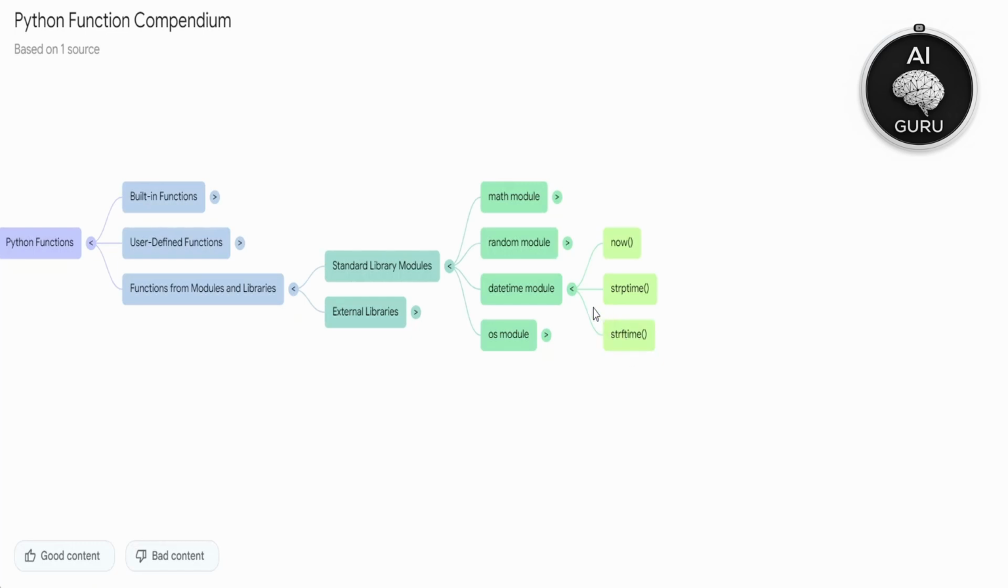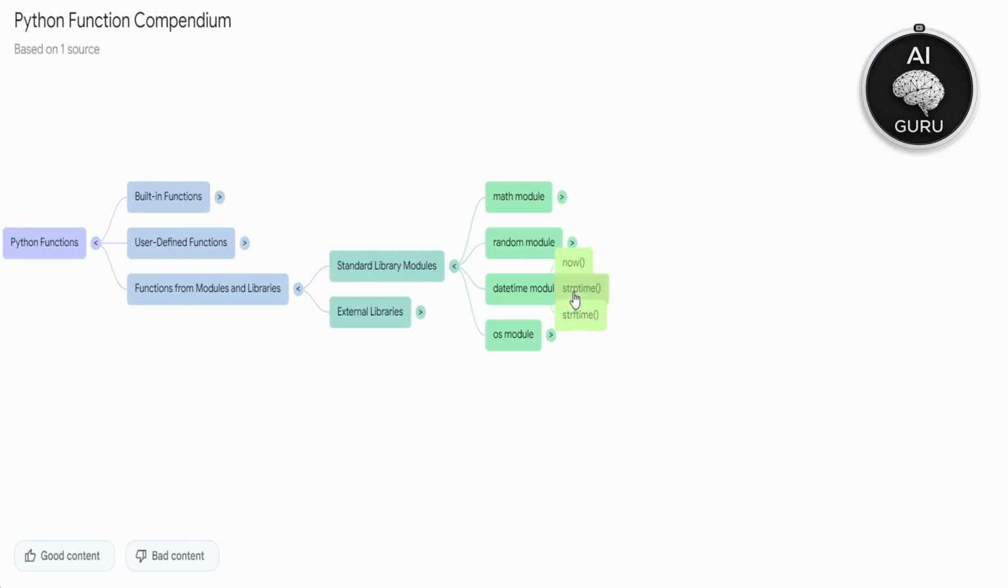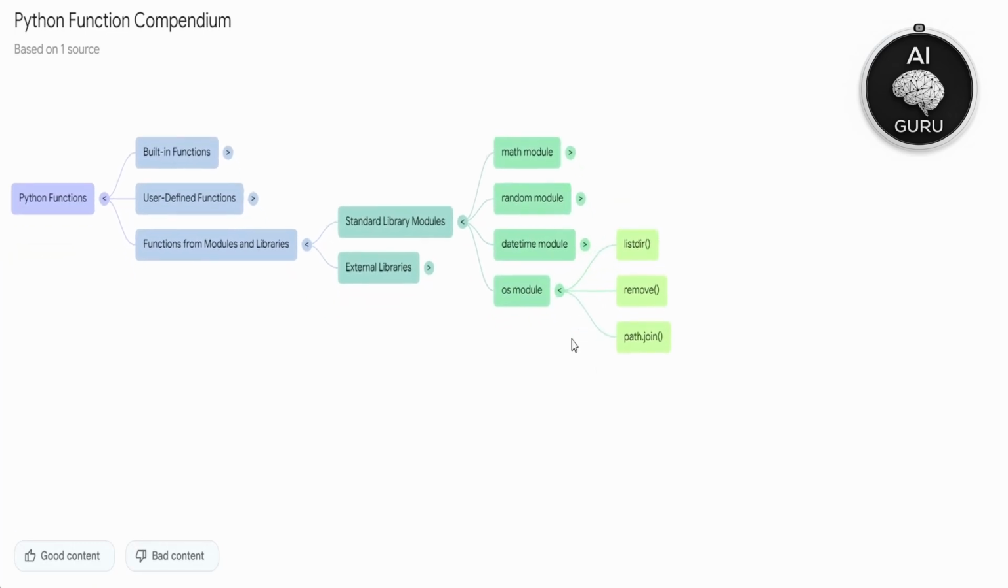Wow, okay, that's powerful. And interacting with the OS, like files and directories. That's the os module. Want to see what files are in a folder? os.listdir. To delete a file, os.remove. A really important one is os.path.join for putting file paths together correctly, no matter if you're on Windows, Mac, or Linux. Crucial for writing portable scripts. Absolutely. These standard library modules cover a huge range of common tasks.